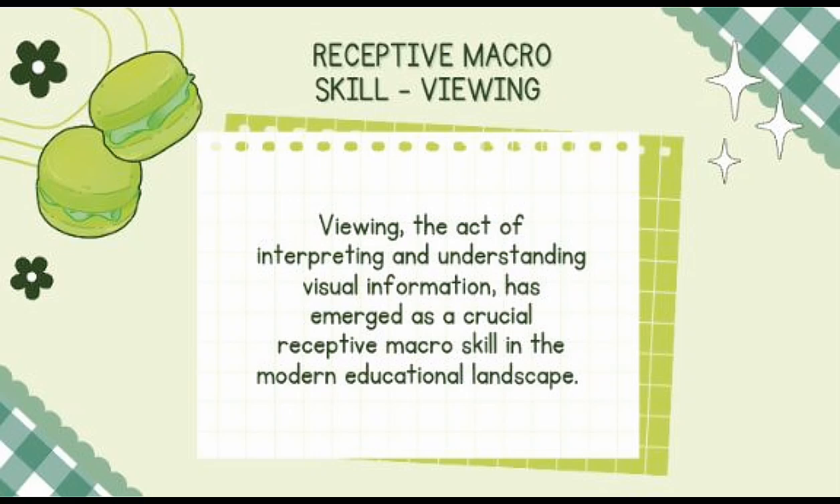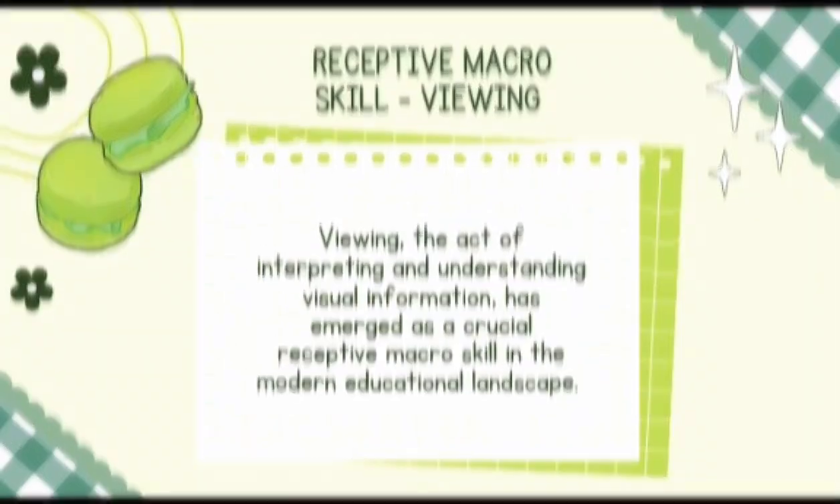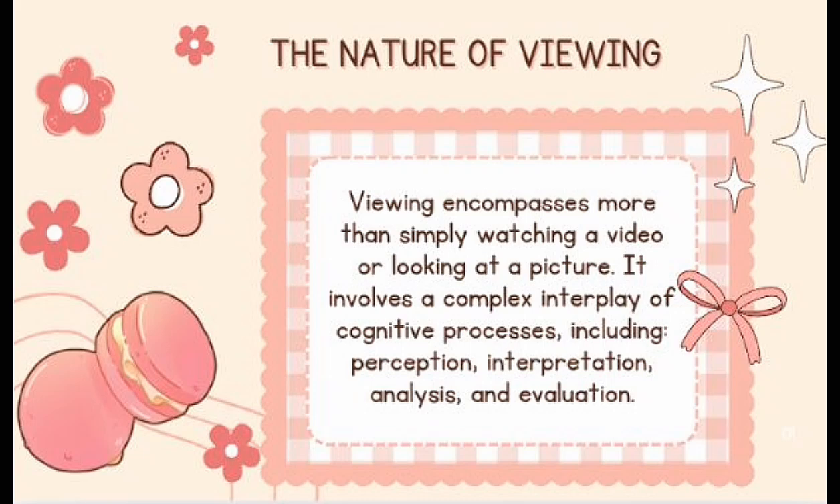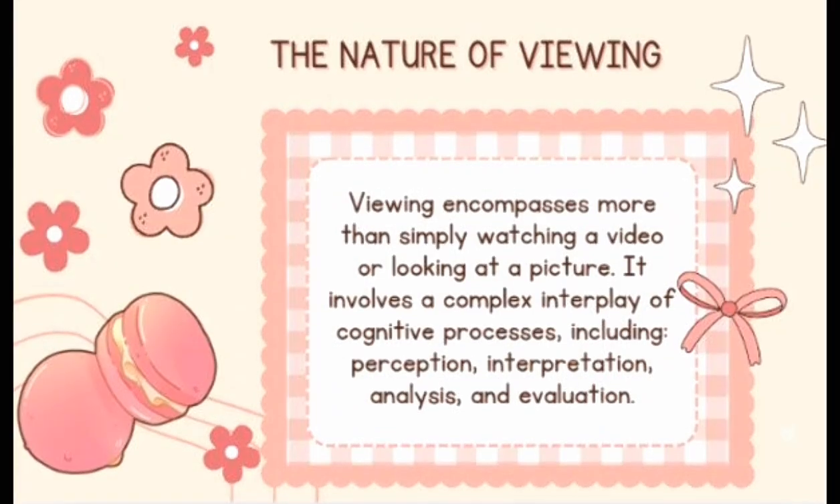Those examples demonstrate how viewing is no longer just about passively looking at images. It's about actively engaging with visual information to understand its meaning, context, and implications. Nature of viewing. Viewing encompasses more than simply watching a video or looking at a picture. It involves a complex interplay of cognitive processes including perception, interpretation, analysis, and evaluation. To better understand this, I will explain each.